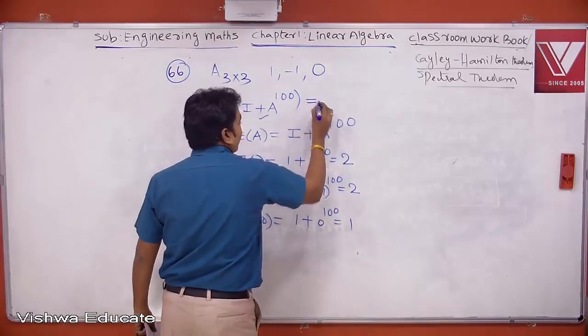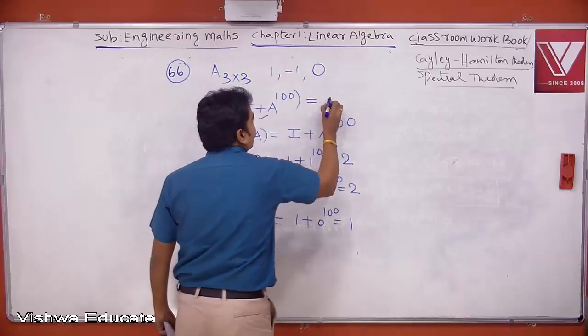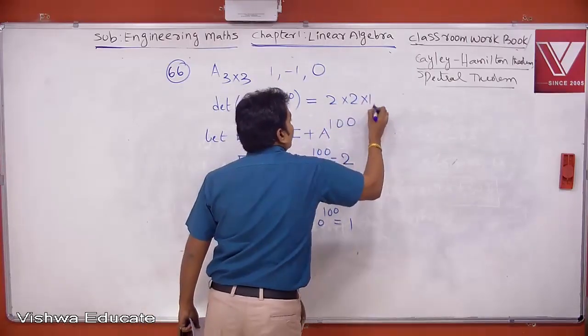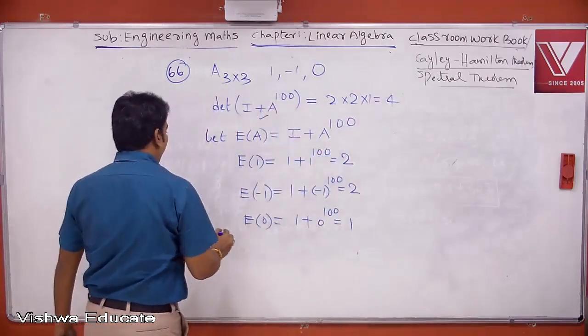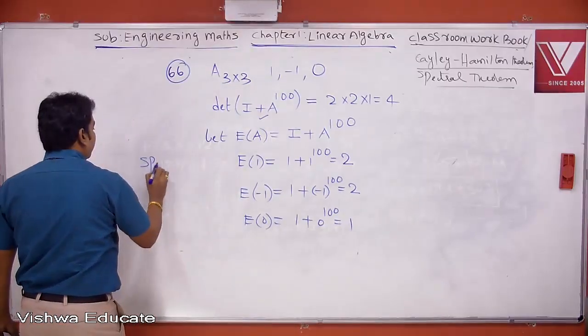Therefore, the determinant of this matrix is the product of these eigenvalues. It is 2 into 2 into 1. So, the result is 4. Just by using the spectral theorem.